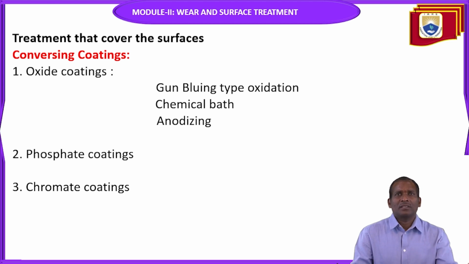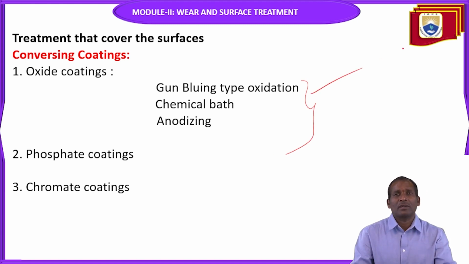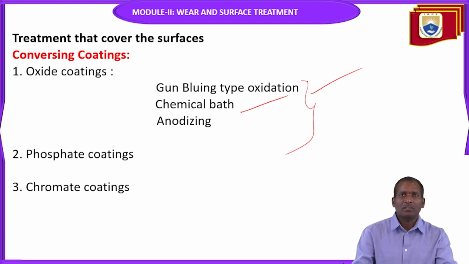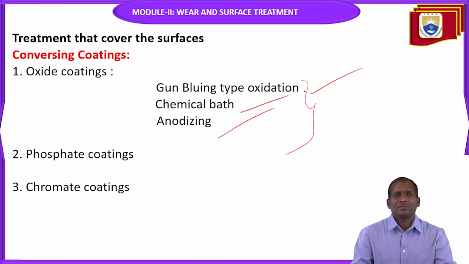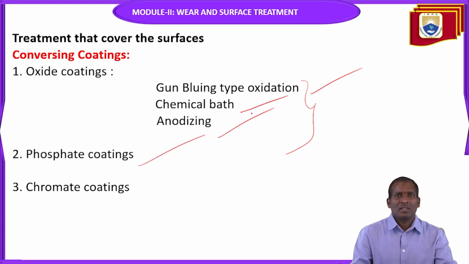The treatments that cover the surfaces are conversion coatings. The first one is the oxide coatings. Again, the oxide coatings are of three types: one is gun blueing type oxidation, a chemical bath, and anodizing. To control and minimize oxidation, you can apply these three methods. Next, phosphate coatings and chromate coatings. According to the application, you can apply these types of coatings.